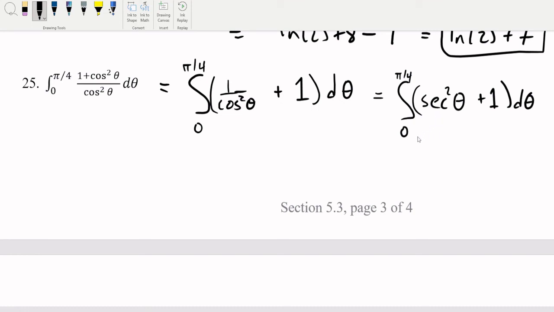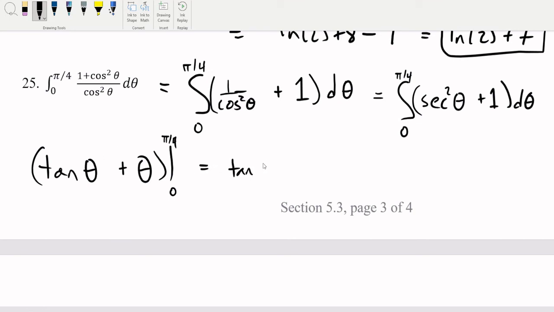And sometimes it's hard to remember some of these trig ones, so just go backwards. The derivative of what function is secant squared? Oh yeah, tan. Tan theta would be the antiderivative here, plus theta, because remember, the antiderivative of a constant is just take that number and hit it with the variable. And then we have to plug in our values, 0 to pi over 4. That's going to be tan of pi over 4 plus pi over 4, minus, and then plug the 0 in. Put your bracket. Tan of 0.